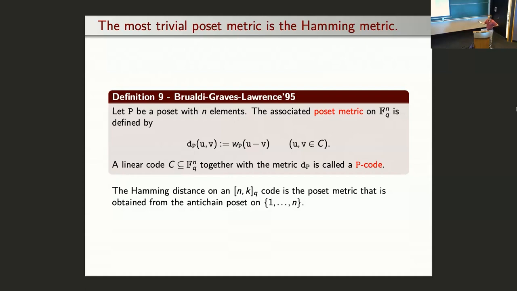All right, so now I can define my Poset metric as the distance between two vectors, where I take the Poset weight of the difference. So this defines a metric. A linear code together with this new metric determined by Poset P will be called a P code.